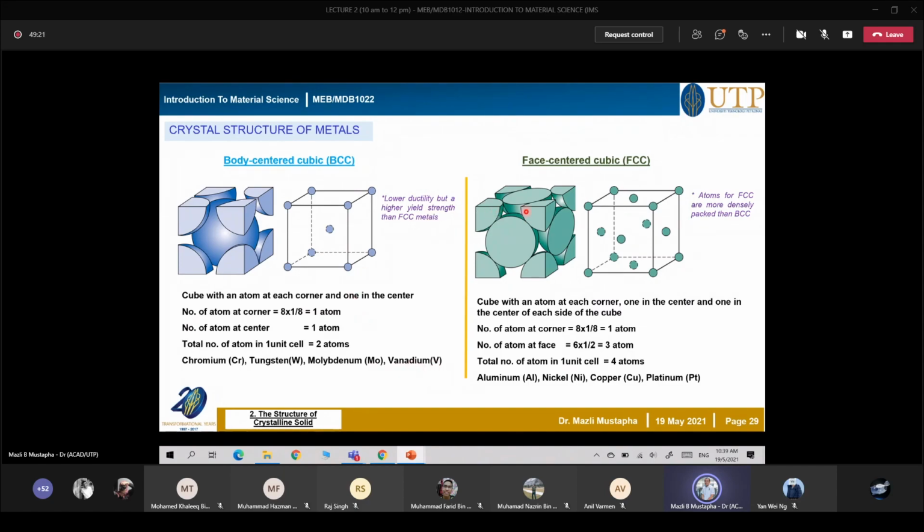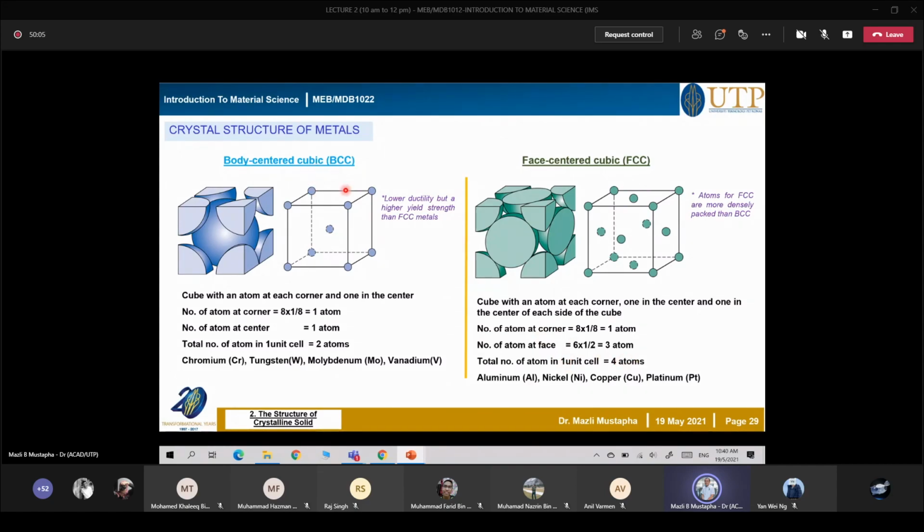For the face centered cubic, how do we calculate the number of atoms? Quite a similar process. At each corner we have 8, but each is shared by another 8 cells, so we have 1. And then we have 6 atoms at the faces, meaning we have 6 faces in the cube. At this point we have to multiply by half, because each is shared by only one other cell. So 6 times half is 3 atoms. So the total number of atoms in one unit cell is 4 atoms.